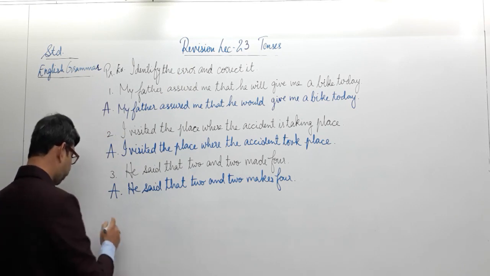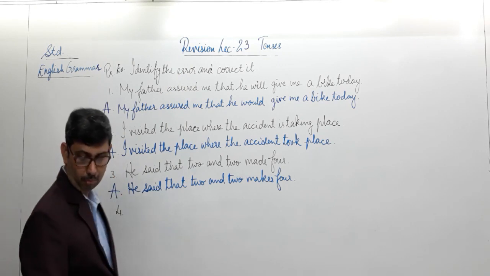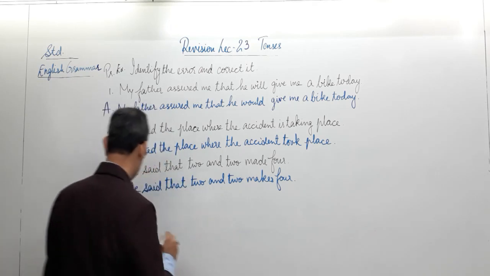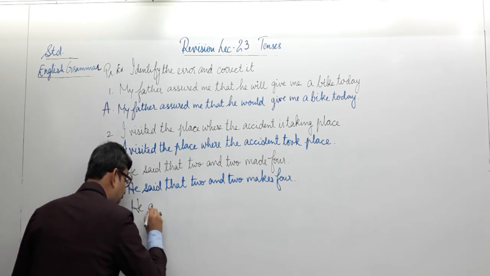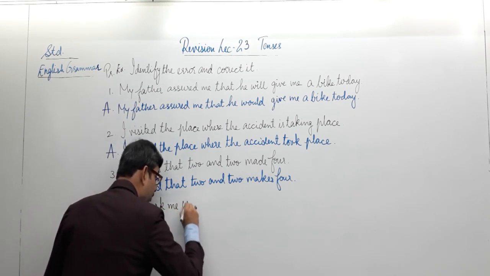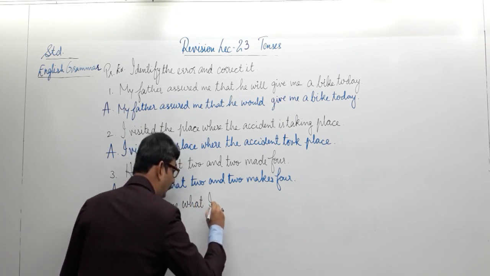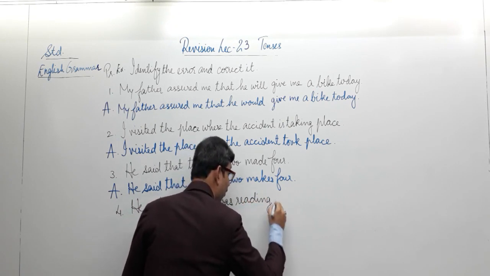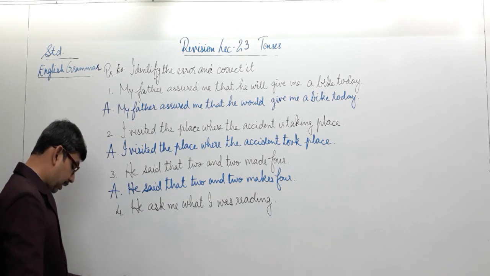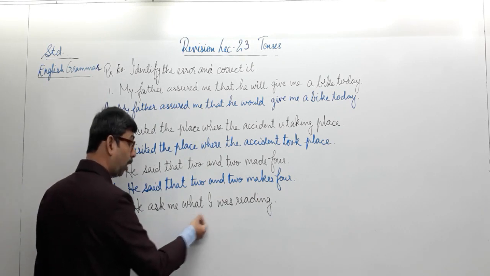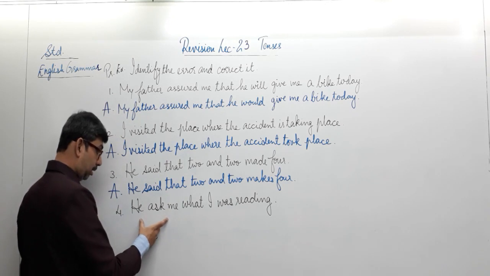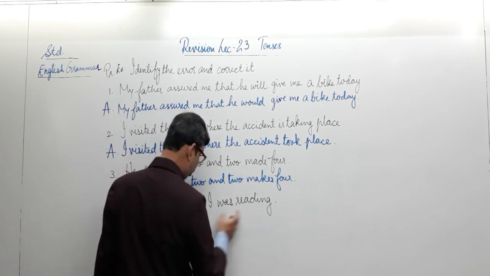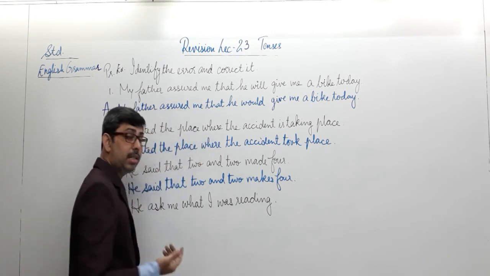Well, moving ahead to the next one, number 4. He asked me what I was reading. Let's write the question. He asked me what I was reading. Well, carefully observe the sentence. He asked me what I was reading. So here we have the principal clause, "he asked me," and then we have the subordinate clause, "what I was reading." So here, if you carefully see, "was reading" is the past continuous.